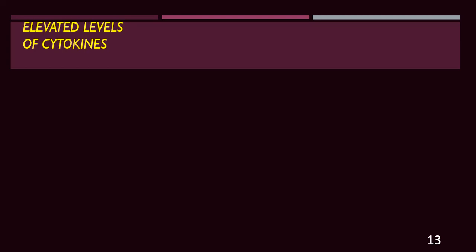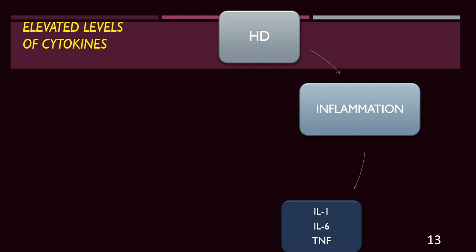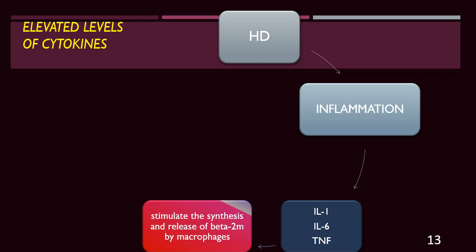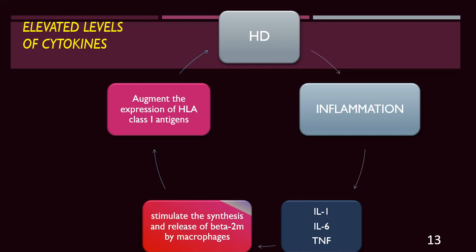Elevated levels of cytokines from the hemodialysis procedure, inflammation, and retention of cytokines stimulate the synthesis and release of beta 2 microglobulin by macrophages, augmenting the expression of HLA class 1 antigen. So there is retention from bad excretion, as well as increased synthesis from inflammation. Inflammation itself can increase the production and the deposition as well. So inflammation induces the production, increases the deposition, and increases the pain in the patients.